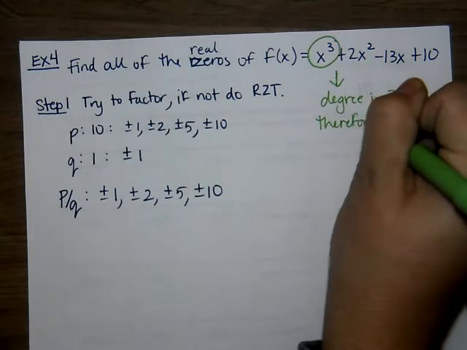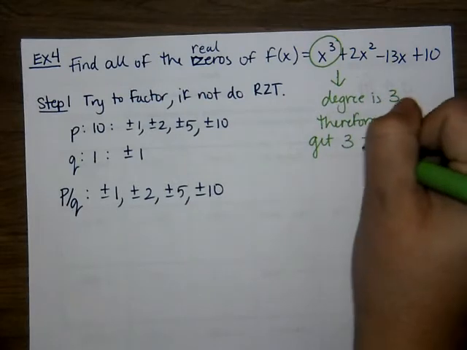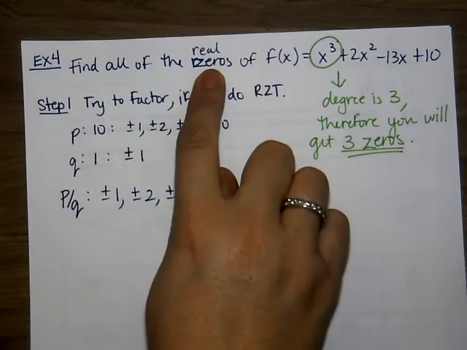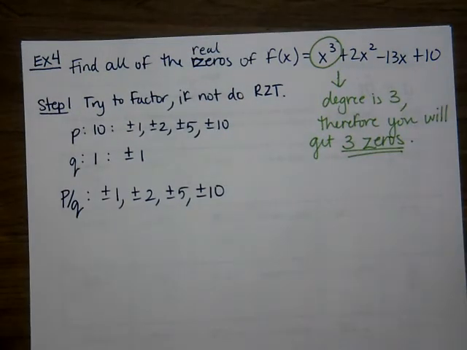Therefore, you will get 3 zeros. So I know when I'm done, that's what I'm looking for. I'm looking for 3 zeros. Now, because we've done complex numbers, we know that some of the zeros could be imaginary. Okay? Some of them could be real. Now, we are only looking for real zeros in this problem. So we might not get 3 for our final answer, but 3 will exist total. They might be real, they might be imaginary. So let's go to step 2.